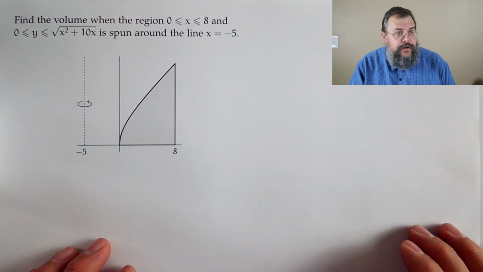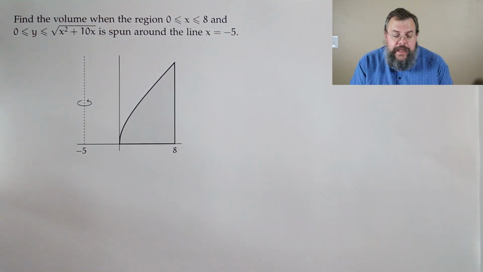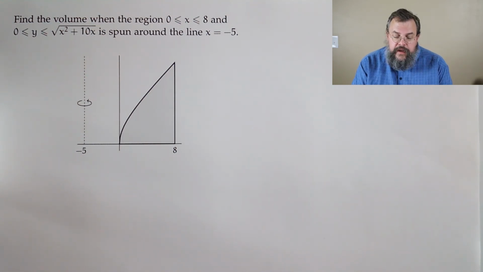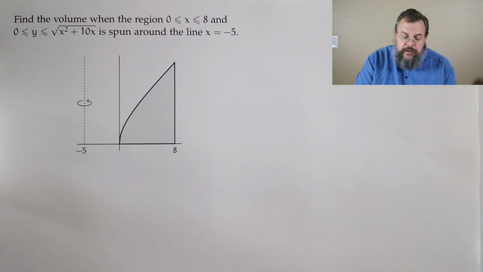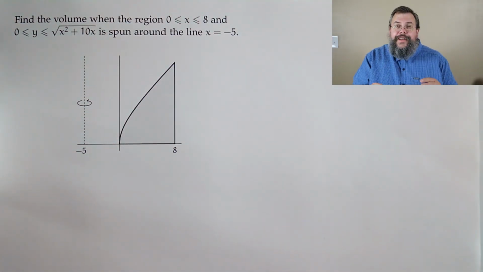Okay, well, let's do another problem. Find the volume when the region where x goes from 0 to 8 and y goes from 0 to the square root of x squared plus 10x is spun around the line x equals -5. So it's all laid out for us right here. We have a picture. Isn't it great? It's like they really want us to understand what's going on.